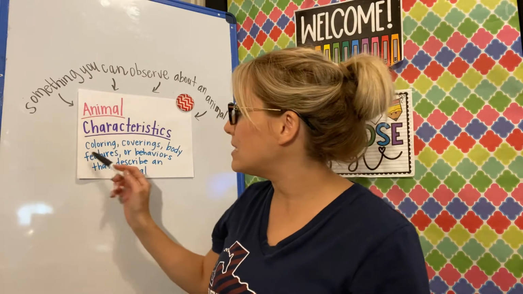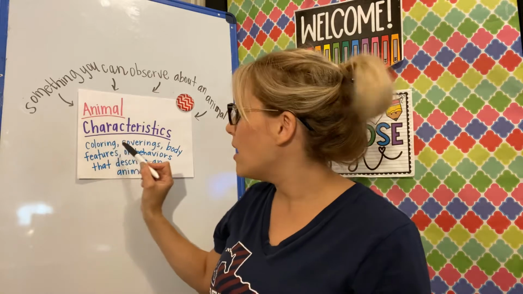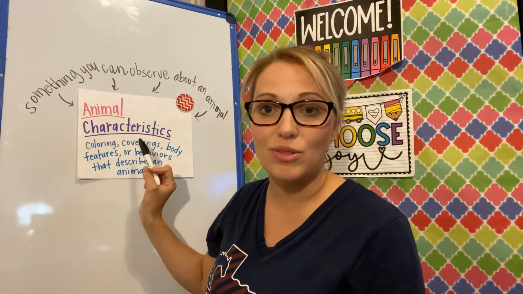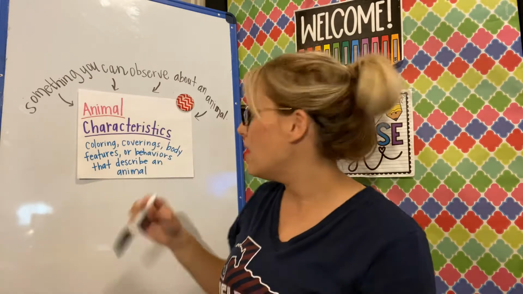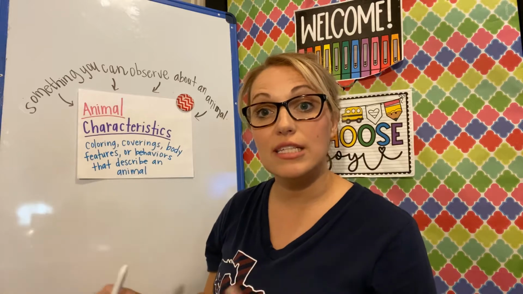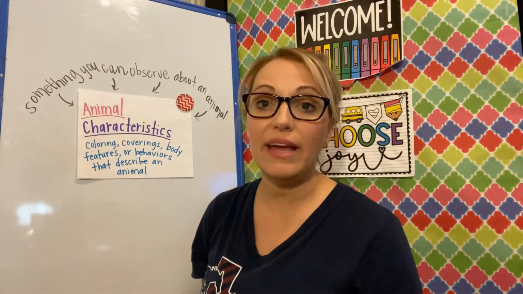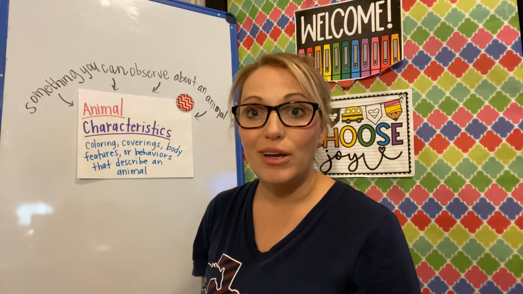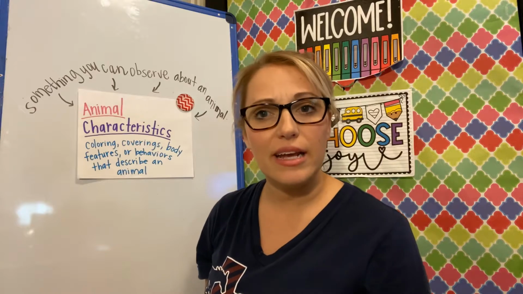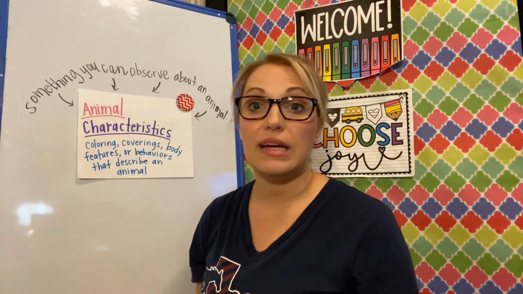So it says here, the coloring. So we can observe the colors of animals. We can observe the coverings of animals. Do they have feathers? Do they have scales? What are they covered with? Their body features. Maybe they're small. Maybe they're long and slender. What are some features of their body or behaviors that describe an animal? Okay, those are the things that we're going to talk about, and that's going to help us understand animals a little bit more. So why do you think that animal characteristics are important to animals?